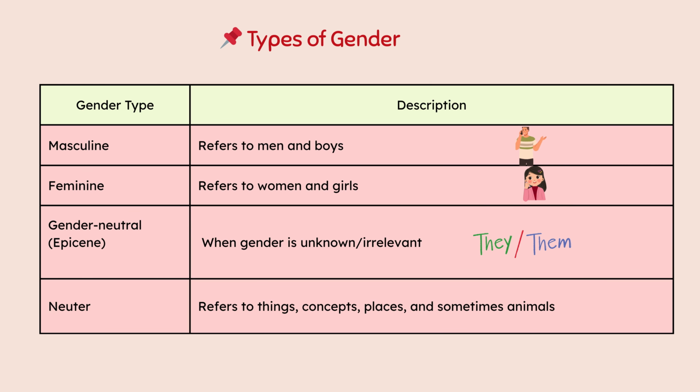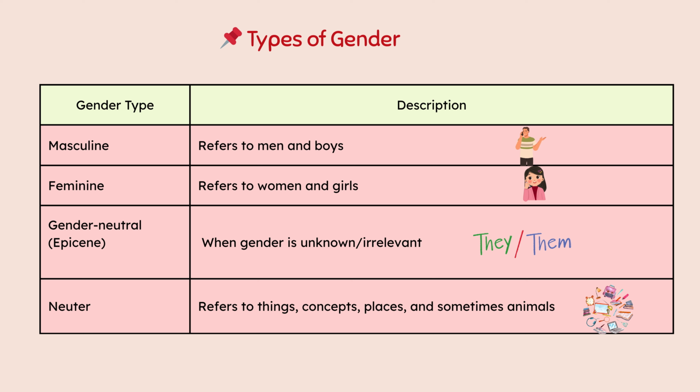Let's now talk about gender in personal pronouns. So, what does gender mean in grammar? Let's break down the four main types of gender in personal pronouns. Masculine gender. This refers to men and boys. For example, he, him, his. Feminine gender, used for women and girls. For example, she, her, hers.